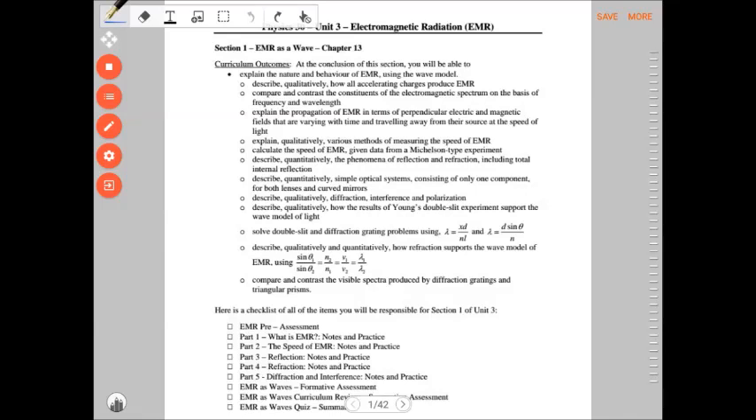We're going to talk about something called diffraction. We're going to talk about Young's double slit experiment that supports the wave model of light. We have a whole bunch of formulas for that, a whole bunch of formulas for refraction of EMR and light. We're going to calculate the speed of that. So there's just a few of the things we're going to do.